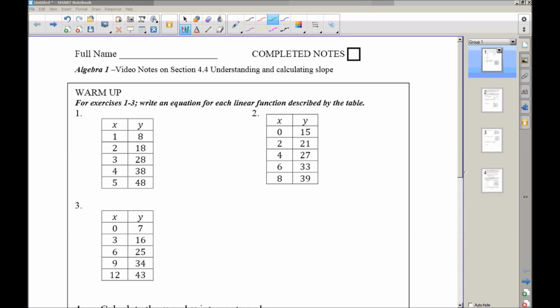Today we are covering section 4.4, Understanding and Calculating Slope. So we've been calling slope "the changer" all along. Today we're going to give it its real name.